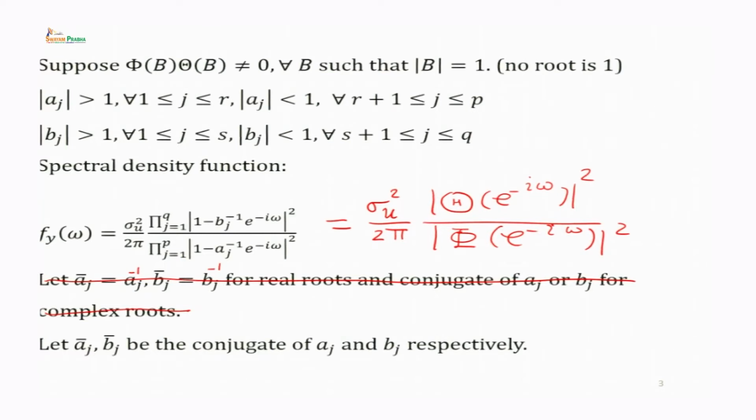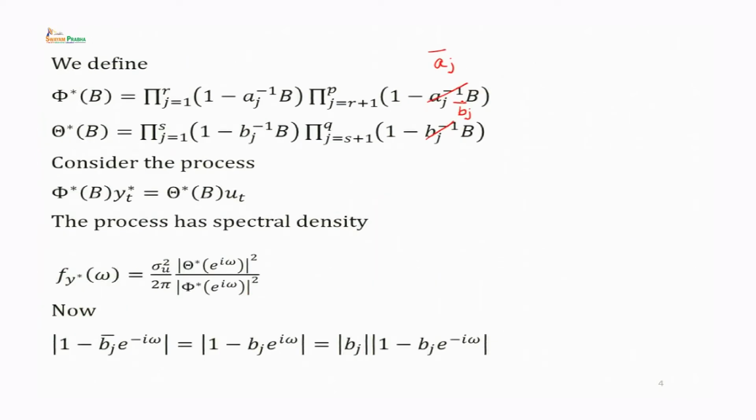Let a j bar and b j bar be the conjugates of a j and b j respectively. We define phi star B equal to product j equals 1 to r of 1 minus a j inverse B, then product j equals r plus 1 to p of 1 minus a j bar B, and theta star B equal to product j equals 1 to s of 1 minus b j inverse B into product j equals s plus 1 to q of 1 minus b j bar capital B. Then we consider the process phi star B y t star equal to theta star B u t.